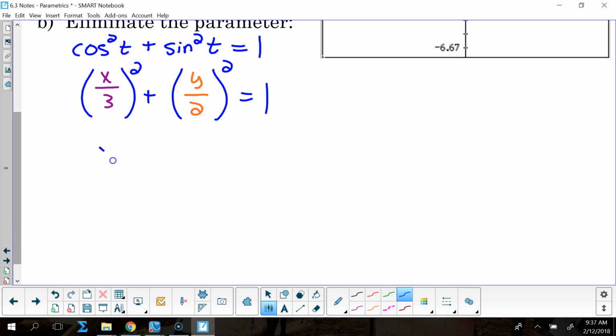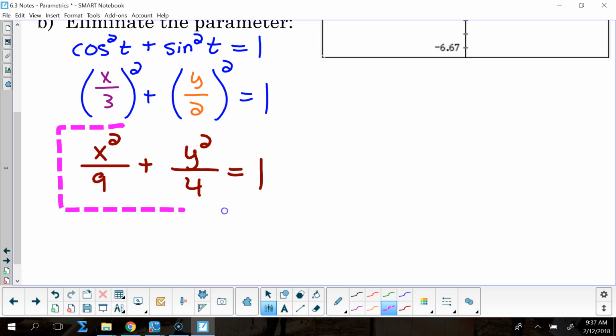Square those out: x squared over 9 plus y squared over 4 is going to equal 1. And that is the equation of an ellipse centered at the origin with a major axis of 6, because it's twice 3 to get all the way across, and a minor axis of 4.